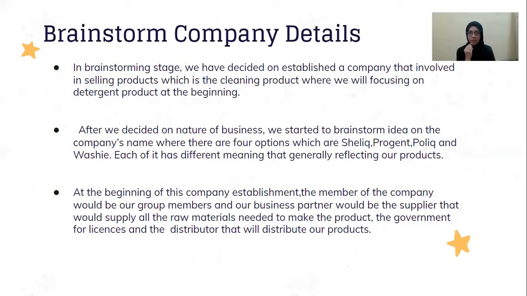After we decided on the nature of business, we started to brainstorm ideas on the company's name, where there are 4 options, which are Shalik, Progen, Polik, and Washi. Each of them has a different meaning that generally reflects our products. At the beginning of this company establishment, the members of the company will be our group members, and our business partners will be the supplier that will supply all the raw materials needed to make the product, the government for license, and the distributor that will distribute our products.